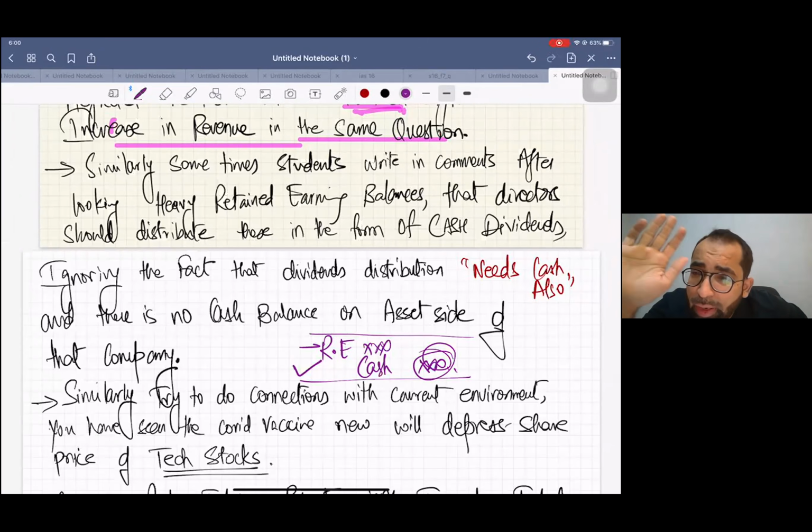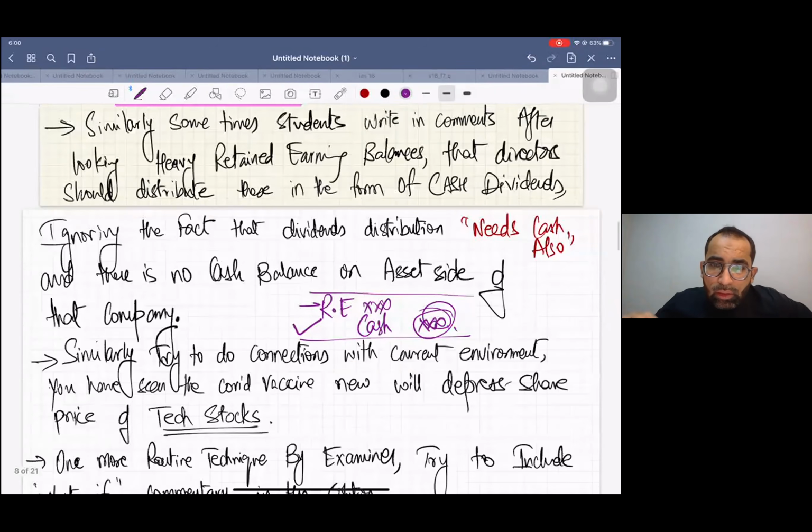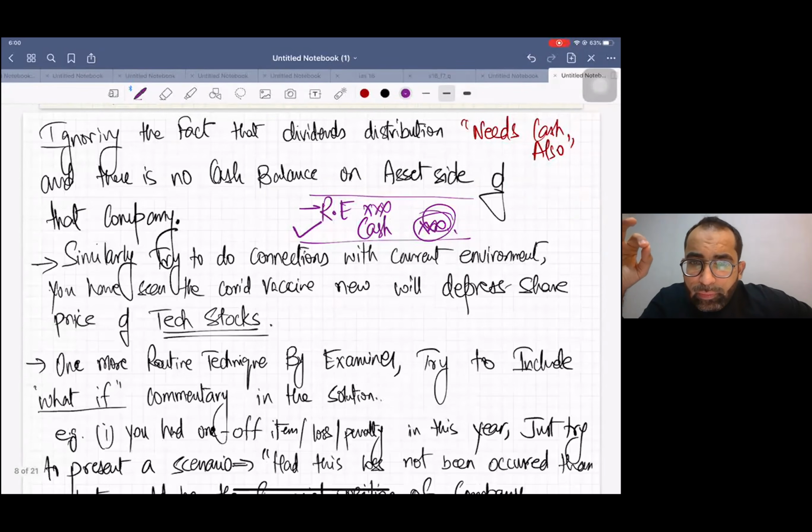So don't learn blind commentaries. Use your common sense and be active. Try to learn the techniques. Also, try to read the real life environment as well. You must have some business sense.